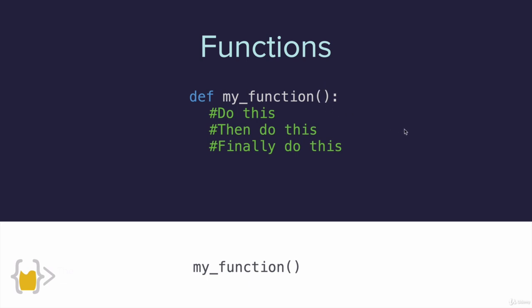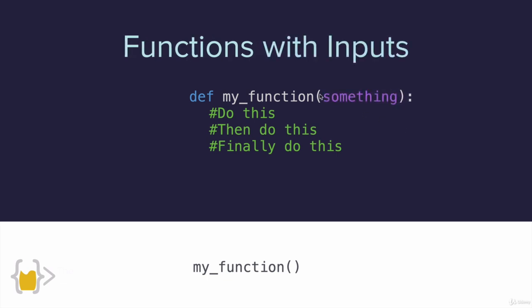Now, what we can do is we can actually add the name of a variable inside those parentheses to start giving our functions some inputs. So let's say that there's a variable called something that's going to be passed to my function. And this something can then be used inside this block of code, this function, and I could do something with it. Now, in order to actually pass this value when I call my function, I have to add the data inside the parentheses. So let's say I decide to pass 1, 2, 3 over.